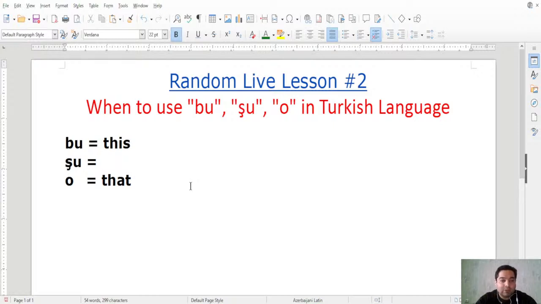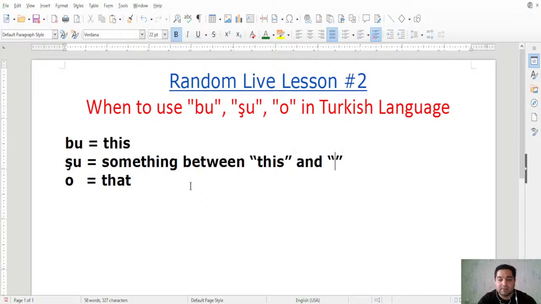So it's something between this and that. So let me put still that, because that is much closer to that, okay, in terms of meaning. But let me put a definition here as something between this and that. And the best approximate in English will be again that, okay, because it's not very close to you.